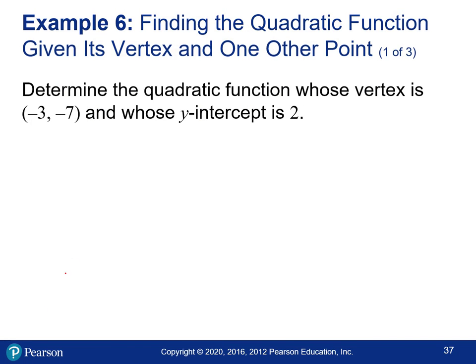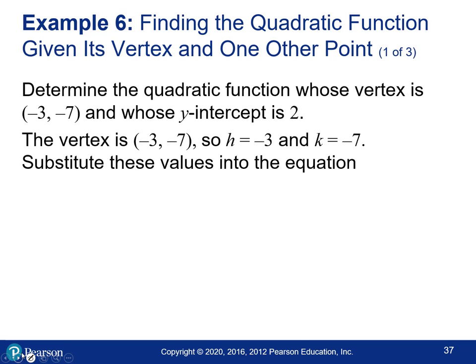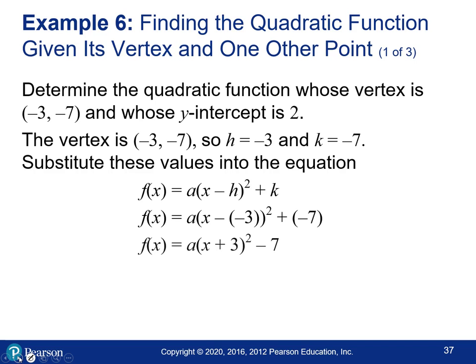Okay, so let's try out an example. Determine the function whose vertex is (-3, -7), and whose y-intercept is 2. Notice the vertex gives us h and k right away, and we're going to be able to put those right into our quadratic function. Exactly where there's an h and a k, plug in our numbers, and just be careful, you are subtracting h, so you're subtracting -3, so when you simplify, it's going to look like a +3. So far, we know f(x) = a(x + 3)² - 7.